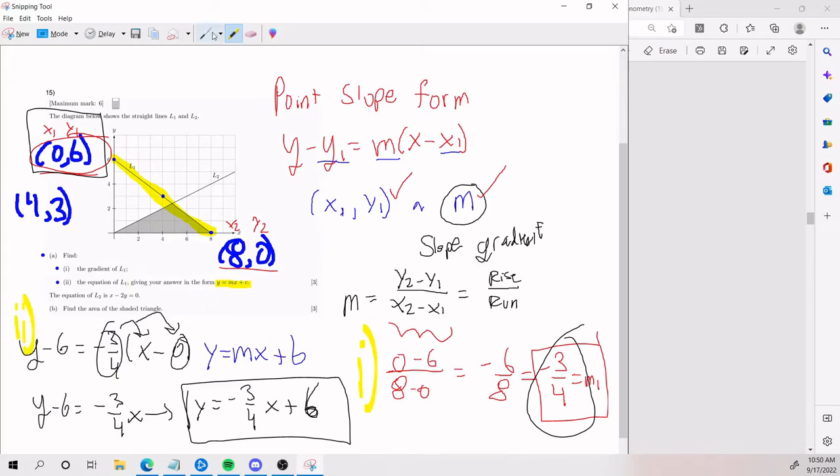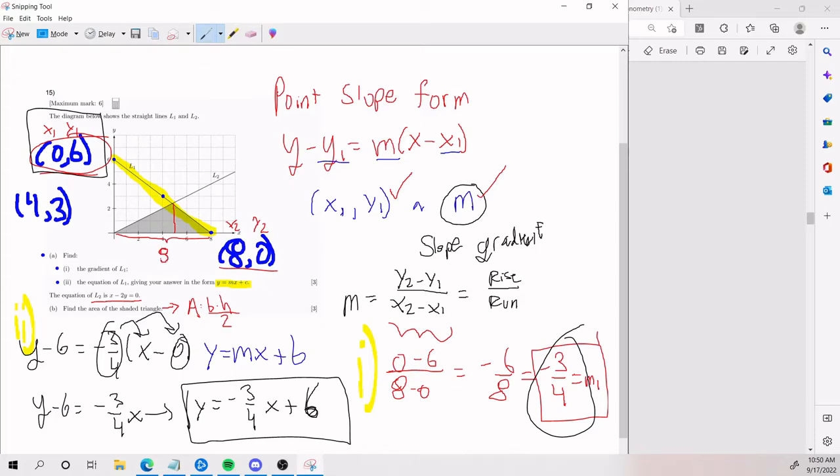Now, they tell us that the equation of L2 is that, right? And we need to find the area of the shaded triangle. For the area of a triangle, we have to remember that it's base times height divided by 2. Essentially, I need to find this distance here, which would be the base, and I need to find the height here. And with that, I'm good to go. The thing is, for the base, it's relatively easy. It goes from 0 to 8, so you can call this 8, right?